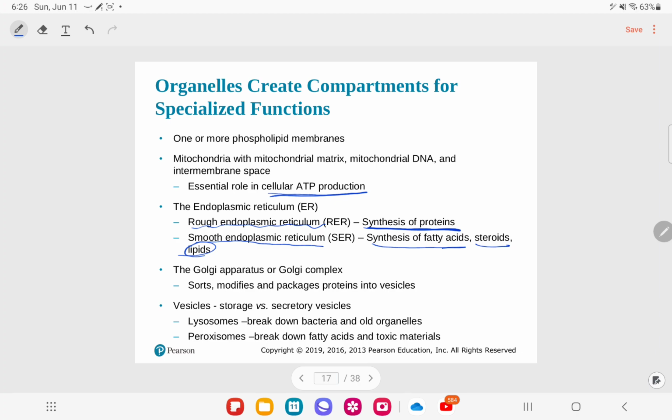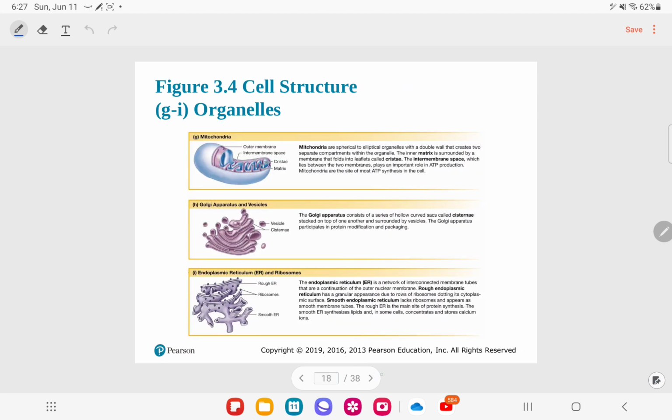We also have the Golgi apparatus or the Golgi complex, right? That's going to help to sort, modify, and package proteins into vesicles for them to be transported. Whether they're going to be transmembrane proteins, so they need to get within the cell membrane, or they need to get out of the cell, they're going to be packaged and sorted via that Golgi apparatus. And then we have vesicles for storage and vesicles for secreting things. So we have lysosomes. Lysosomes will break down bacteria and old organelles. And we have peroxisomes. That's going to break down fatty acids and toxic materials.